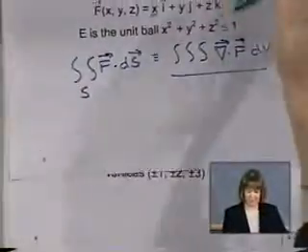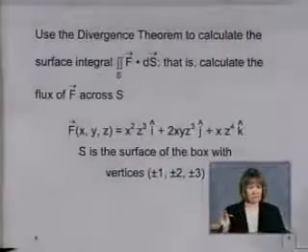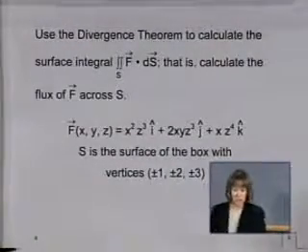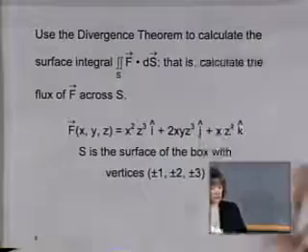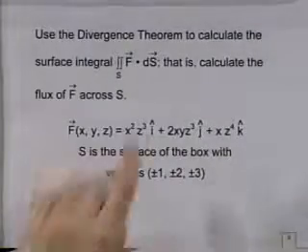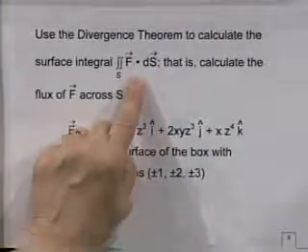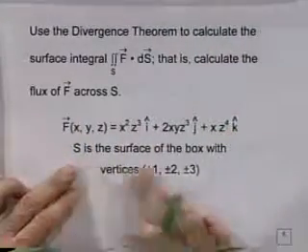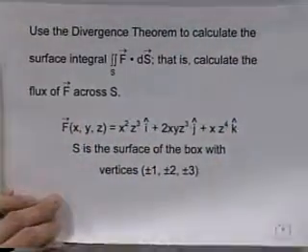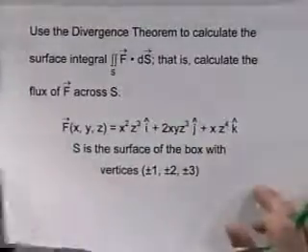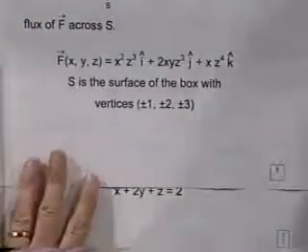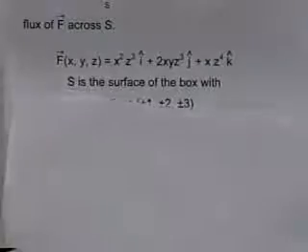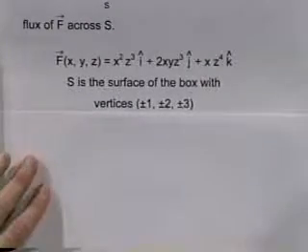So now, we don't want to verify the divergence theorem. We want to use the divergence theorem to calculate the surface integral. This is called the flux, F dot dS. That is, calculate the flux across S of this function over this surface. So we're not going to be doing it over the surface. This is a box that has vertices plus or minus 1, plus or minus 2, plus or minus 3. So what does that look like?